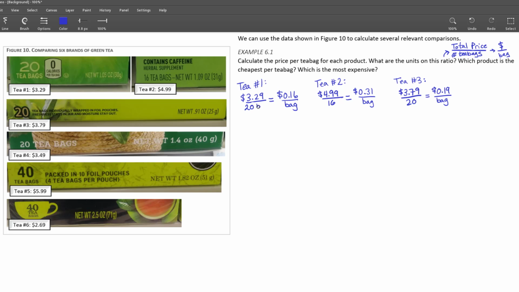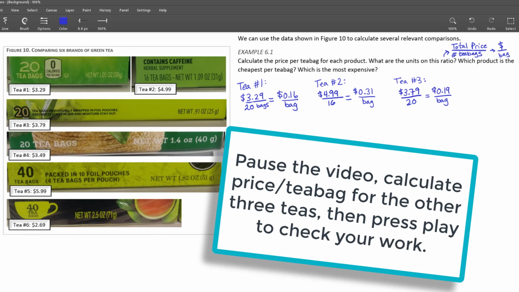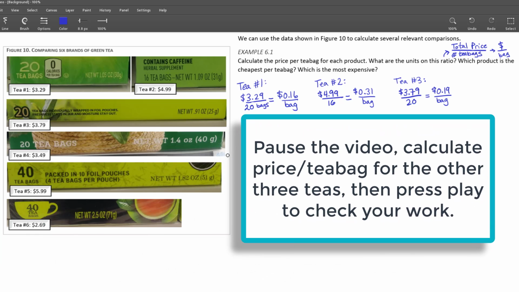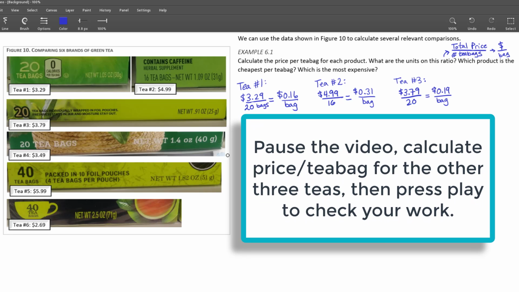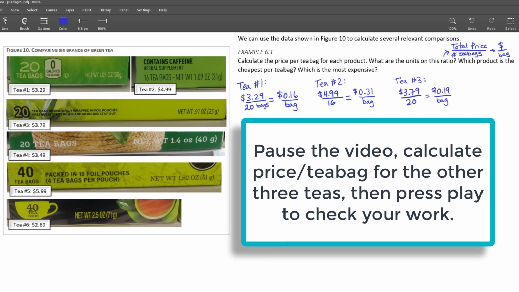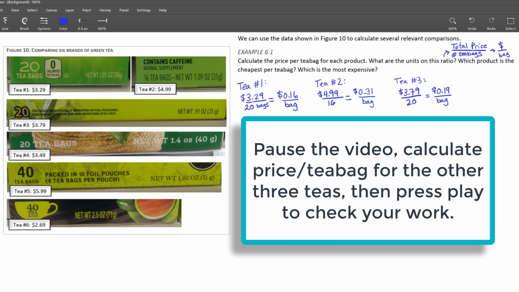So just to be clear, the numerators in each of these cases are dollars, and that's why we end up with dollars per bag, because we divided the dollars that the product cost by the number of tea bags that each product contains. So we divided the cost equally over the number of tea bags in each case. Given that these are repetitive calculations and you see how this goes, I recommend you pause the video, do the remaining 3 teas yourself, and then start the video again to check that you got the same answers as me.